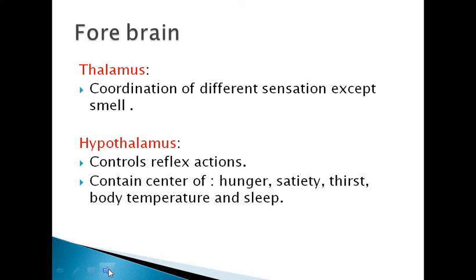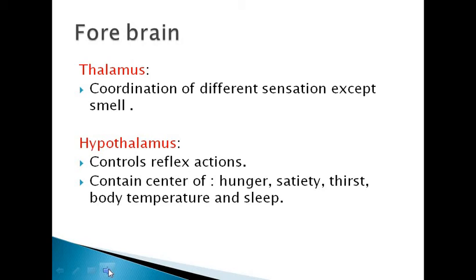Also, it contains the center of hunger. So when you feel hungry, you immediately go to eat something if it's available. If you feel that you are thirsty, you go to drink water. You don't have time to think about where to get the water. You go to the nearest source of water and drink.